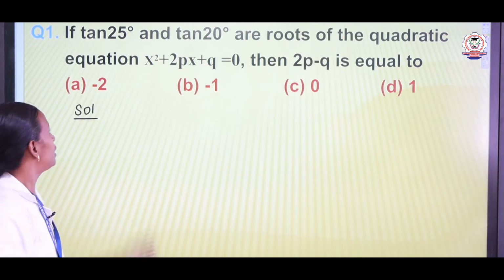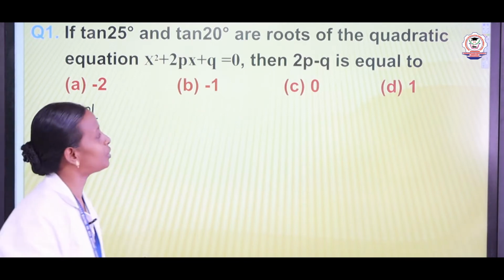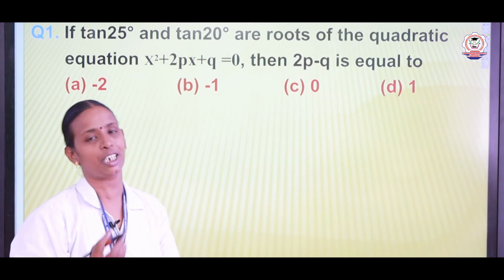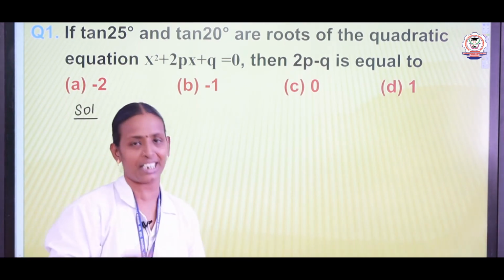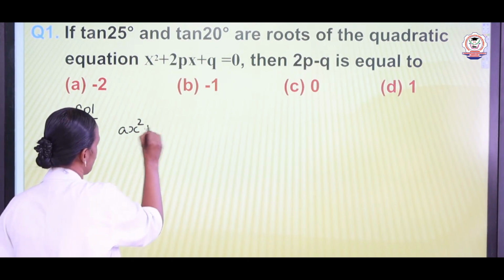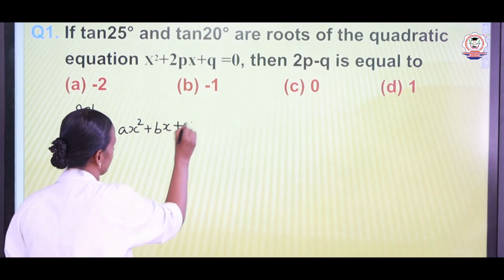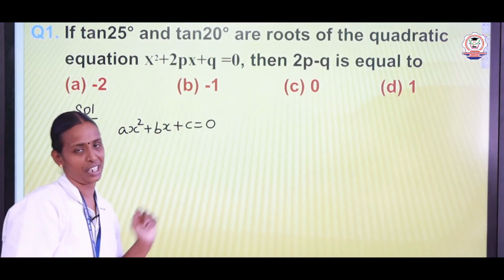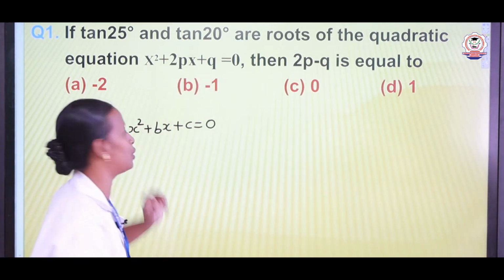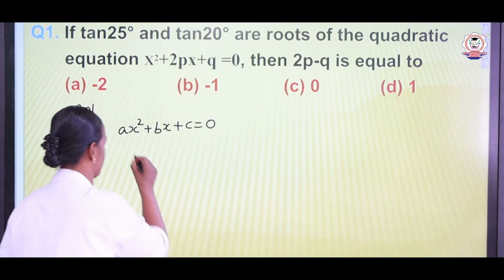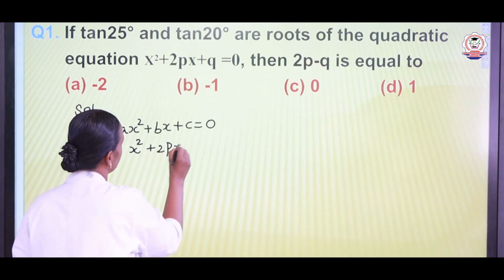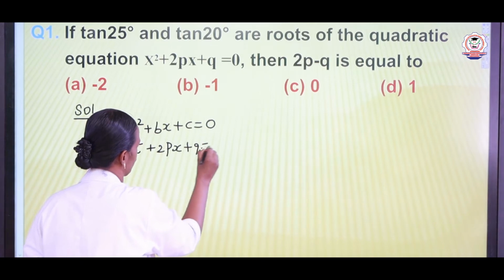What is given? Tan 25 degree, tan 20 degree are roots of the equation. We know sum of the roots is equal to minus b by a and product of the roots equal to c by a. General form of the quadratic equation is ax square plus bx plus c equal to 0. What is given? X square plus 2px plus q equal to 0. This is our given equation.